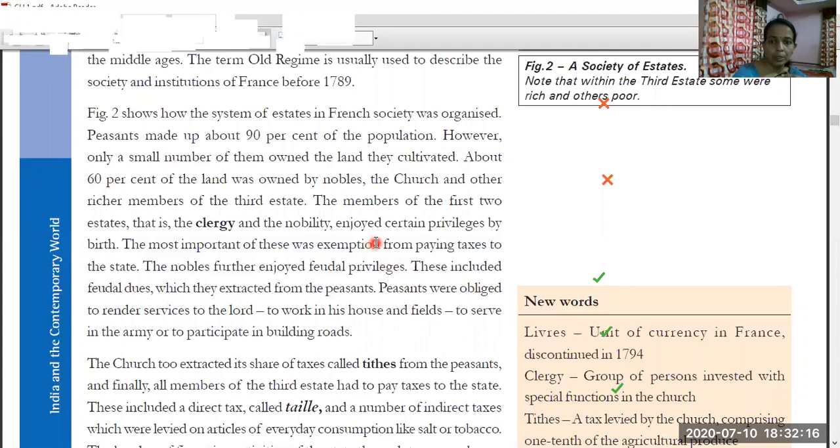Figure 2 shows how the system of estates in French society was organized, how the society was divided there. With the figure, we can understand.